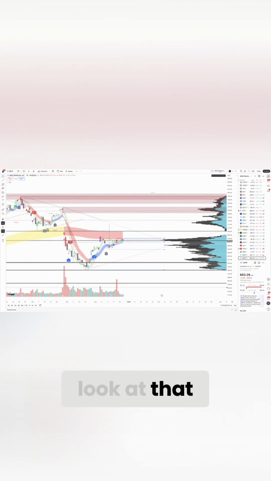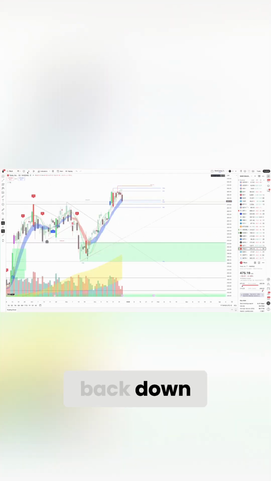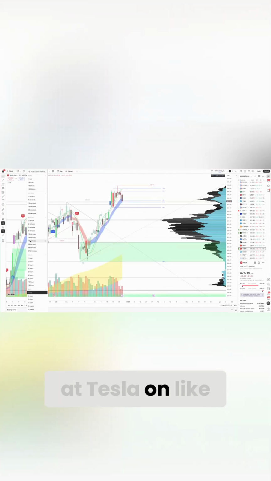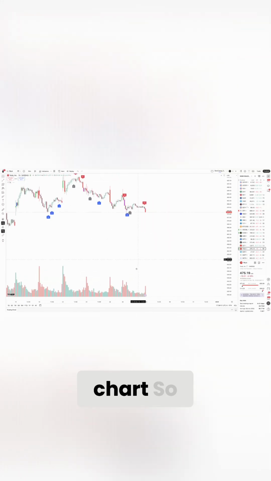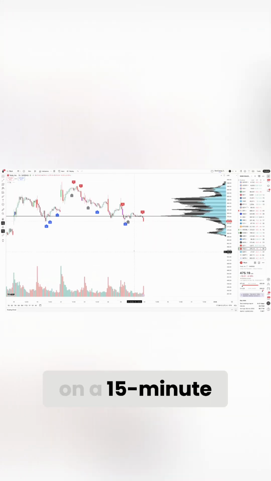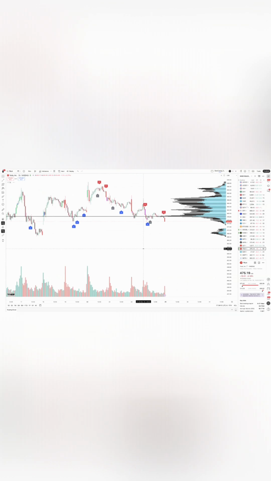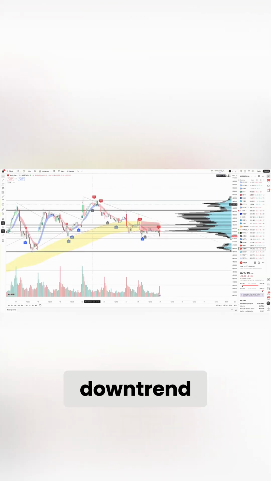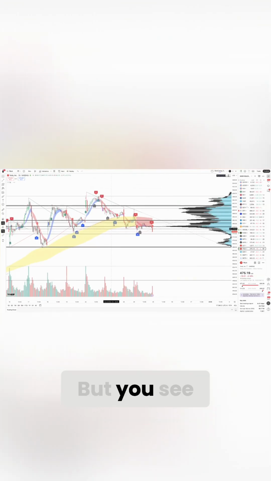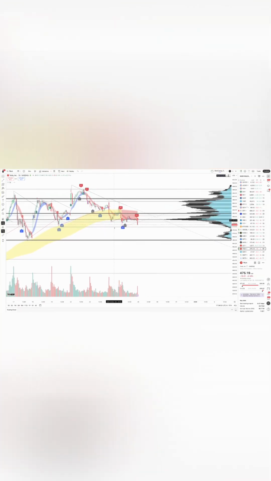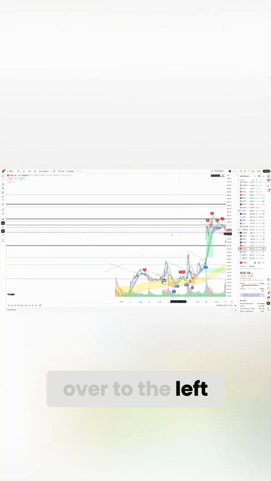So if we go look at that, let's look at Tesla for an example, because Tesla's been dropping back down. If we look at Tesla on a 15-minute chart, so let's look at Tesla on a 15-minute time frame, we're in this downtrend, right? We just lost the 200, right? But you see how, let's move this chart over to the left.